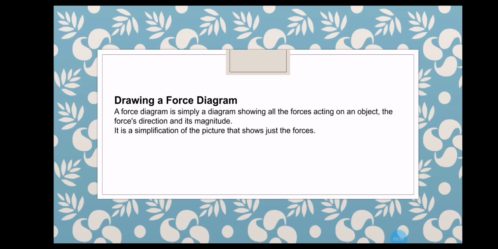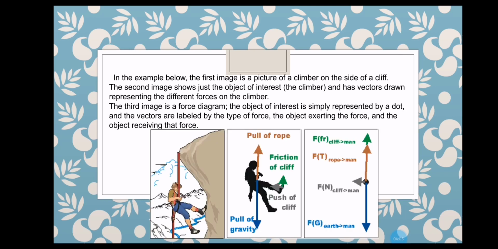Drawing a force diagram. A force diagram is simply a diagram showing all the forces acting on an object, because as you all know, most of the times I don't have only one force acting on an object, I have more than one force acting on the object. So to represent that, I have to use a force diagram. The force's direction and the magnitude should be represented in this diagram. It is a simplification of the picture that shows just the forces.